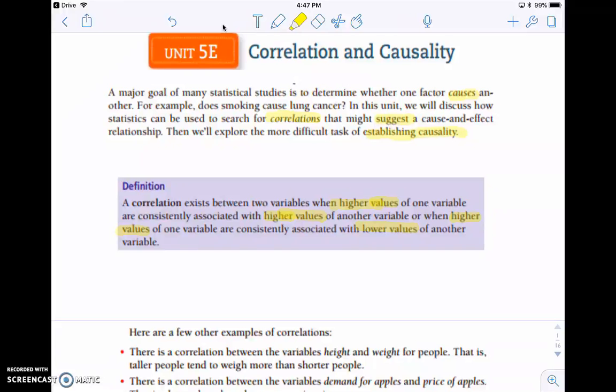So one example may be the temperature outside and altitude. So as you increase your altitude, it is very likely that your temperature will decrease. That's what a lot of people like to do in the summertime, is get up into the mountains where it is cooler. So there is a correlation between your altitude and the temperature. And we'll talk about whether that is a positive or negative correlation.